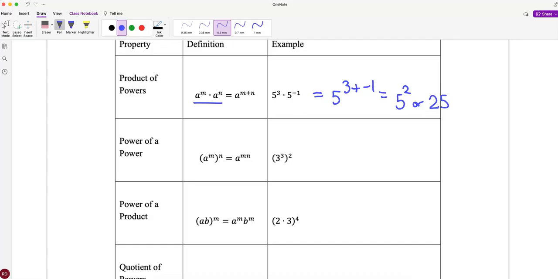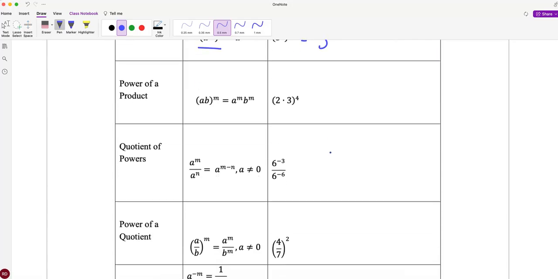The power of a power. Anytime you raise a number to a power and then raise it again to another power, you multiply those exponents. So this answer is 3 to the 6th power. Anytime you have a product and you're raising it to a power, you can raise each individual factor to that power. So this can be written, obviously I could do it 2 ways. This is 6 to the 4th, or I could do 2 to the 4th times 3 to the 4th. I just get smaller numbers to work with.